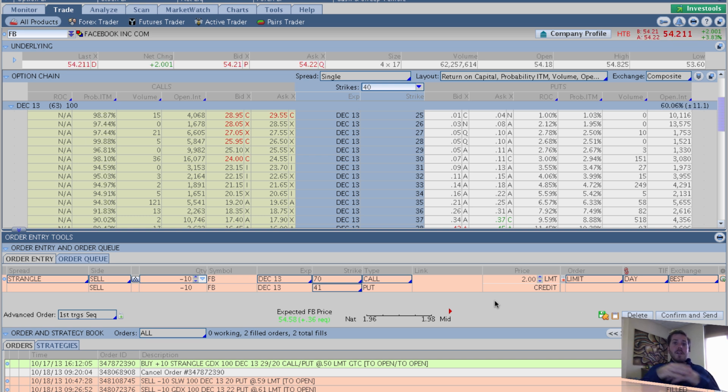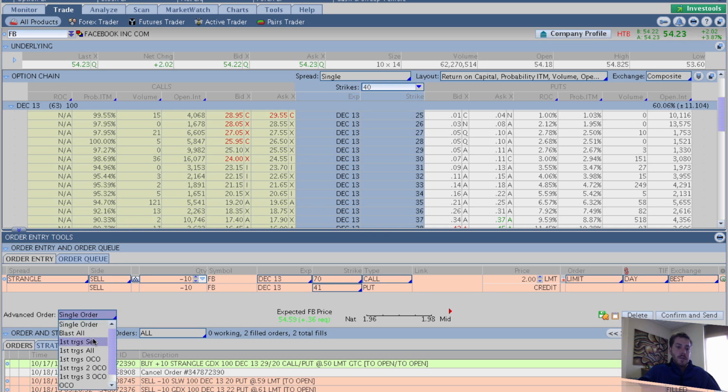So essentially, you're putting yourself in a theoretically high probability of success strategy and increasing your probability of success by requiring a minimal amount of value decay before realizing profits. So it's almost giving yourself edge on top of edge, double edge, if you will. So what you do here is you go down to advanced orders. It's going to be defaulted on single order.